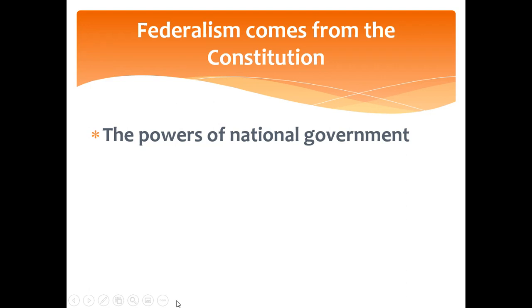What you need to know about the elastic clause right now is historically, the Supreme Court has let the elastic clause significantly expand the powers of Congress. Okay. Article 6 affirms national power in the Supremacy Clause. We talked about this.